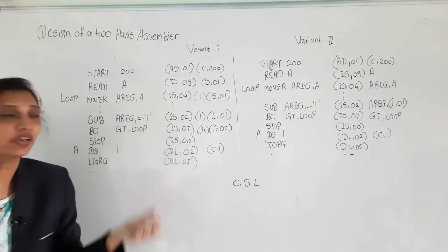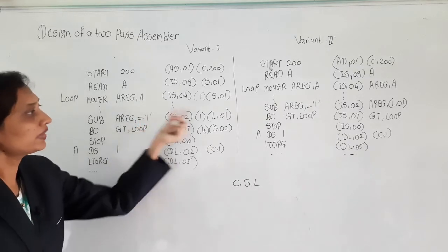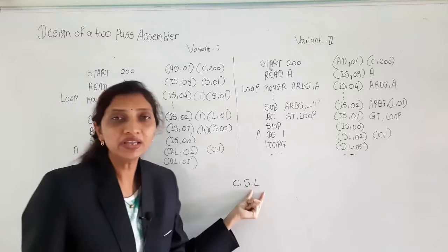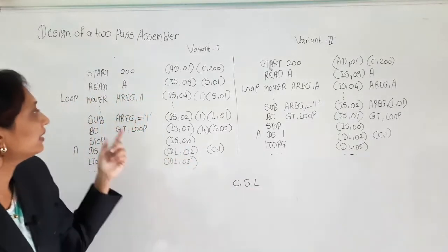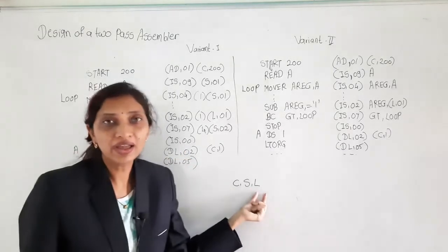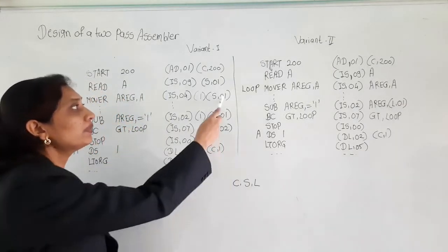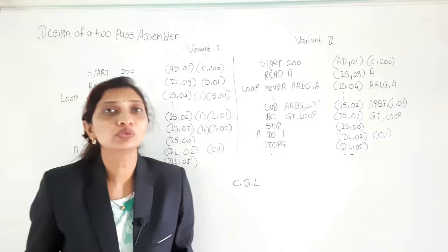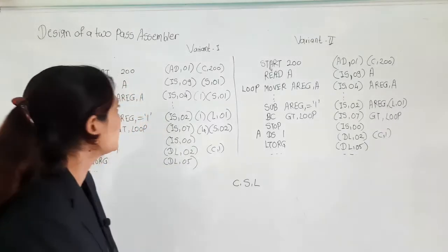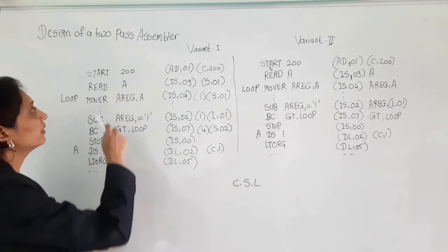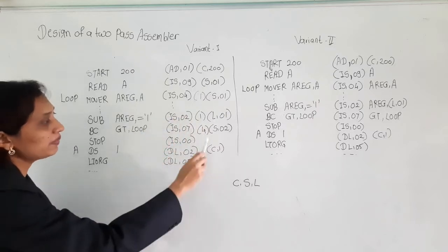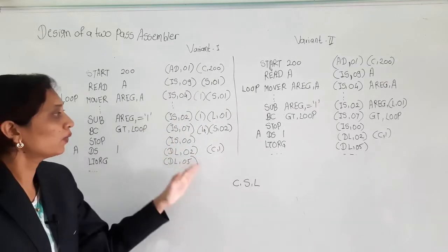Now after that, here equal to 1. It's a literal. So to represent the literal, we are using the L symbol. So here L, 01, and 01 becomes the index in the literal table to store that symbol. Now in this way, the operand is represented in variant 1.